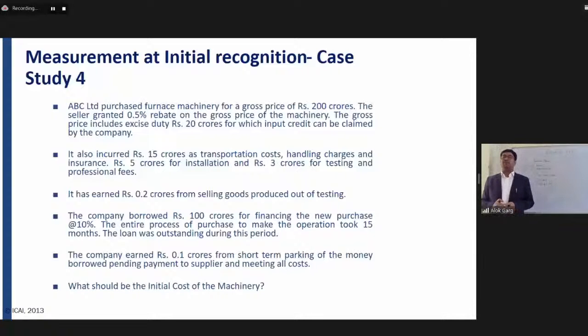But it has earned rupees 0.2 crores from selling goods produced out of testing. So while the trial run, the company has also earned some revenue. So revenue from trial run is required to be deducted.